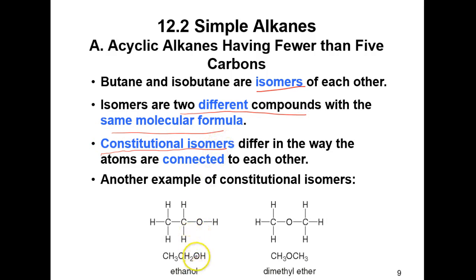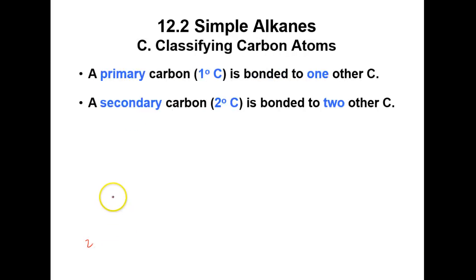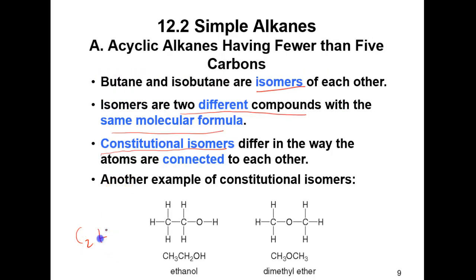Another example, I believe this might have been the example I gave, is ethanol and dimethyl ether. These are 2 totally different compounds. This is what's called an alcohol functional group, and this is an ether functional group. 2 different functional groups. However, the formulas are the same, C2H6O. This is where the OH is. I have 2 carbons linked to each other and then the oxygen. This is a carbon, oxygen, carbon. Same formula, different structure. These are also 2 different constitutional isomers. They aren't alkanes. I just want to show you a different example.